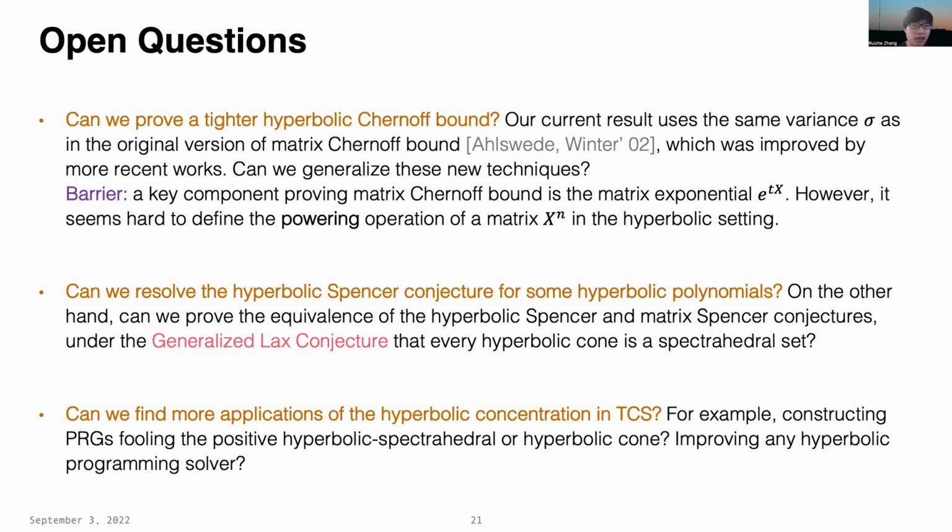The last open question is, can we find more applications of hyperbolic concentration or anti-concentration or discrepancy in TCS? For example, can we use our results to construct PRGs for the positive hyperbolic spectrahedron or even the hyperbolic cone? Also, can we use our result to improve any hyperbolic programming solver?